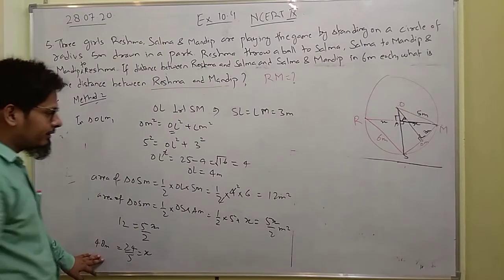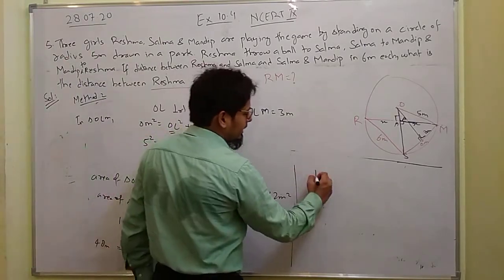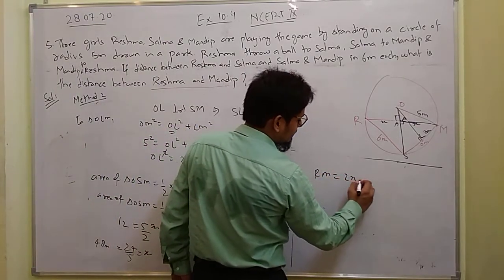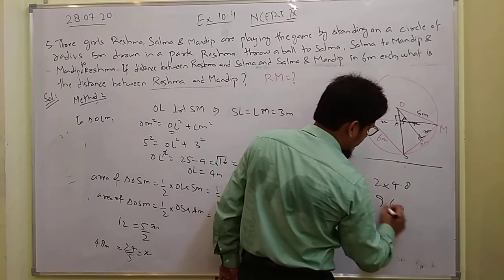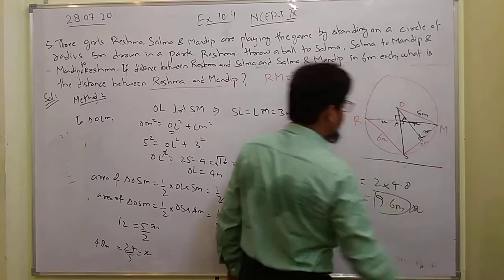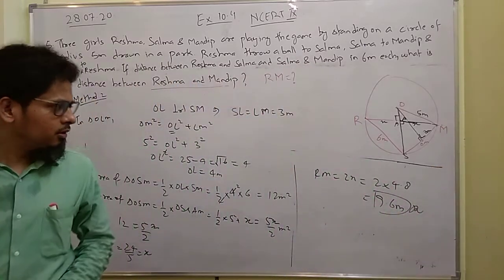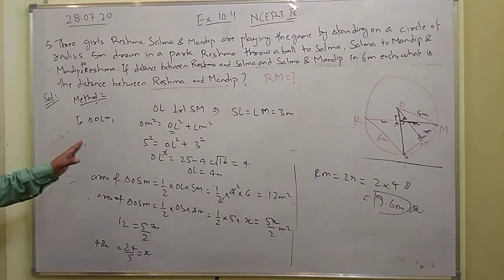The x is 4.8, right? And the RM is 2x, that is 2 into 4.8, it is 9.6 meter. Now we have the right answer. Okay. You also copy down this way as well. Method 2.